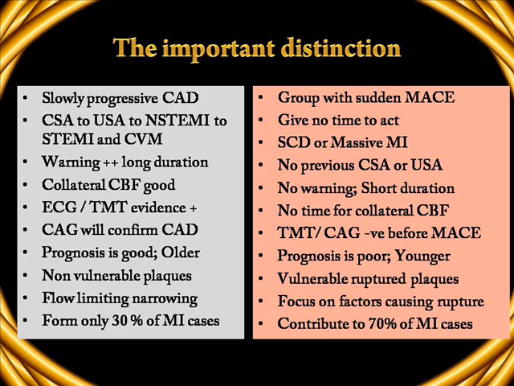The person who gives us the warning, who has the time, all the important parameters and signs to detect the disease and alter the course of the disease, is at a much greater advantage than the patient who has a sudden major acute coronary event and then ends up with sudden cardiac death or massive myocardial infarction. This distinction is very important because all your tests, all your TMTs, coronary angiograms are of no use to diagnose these people before the major acute coronary event occurs. Whereas these tests have very great utility in those patients who have slowly progressive coronary artery disease.